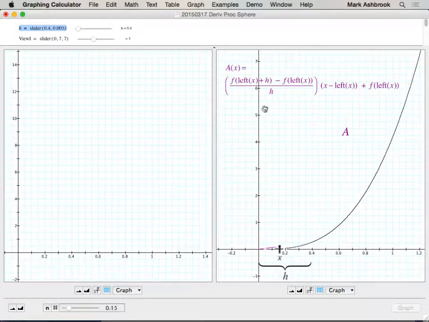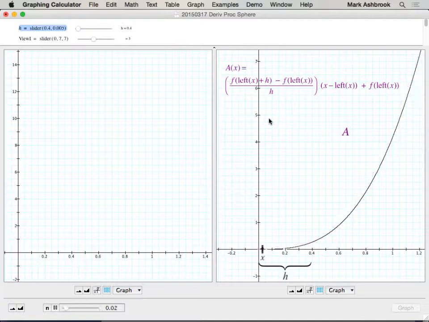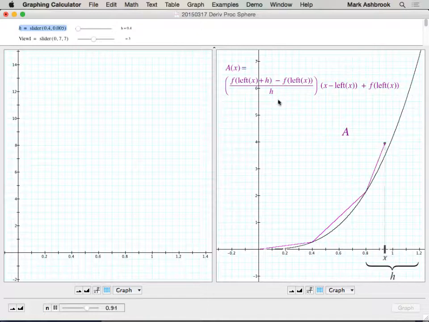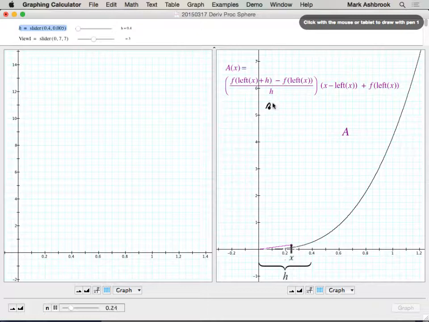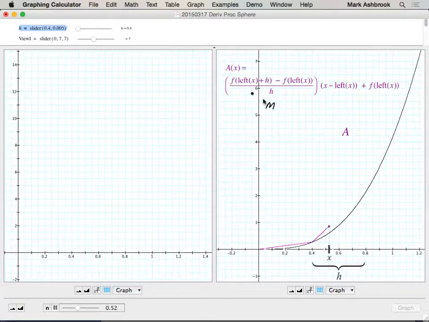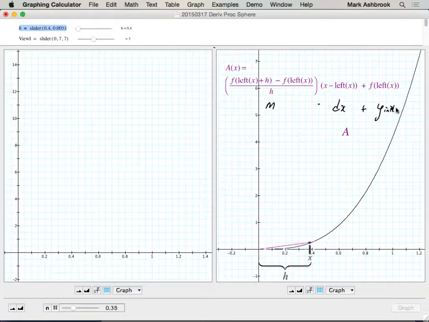What do you guys think? Is that right? Plus y initial. You want to change now? Okay. Yeah, you're right. So MDX is definitely a very important part of it, and that's the dy part. So this is our constant rate. This is our average rate right there, and then this is our dx, and then plus y initial.